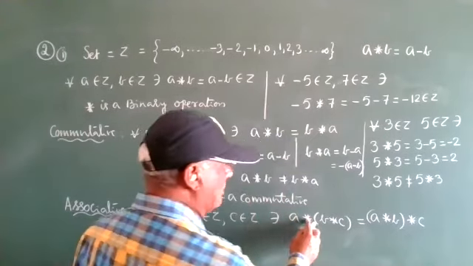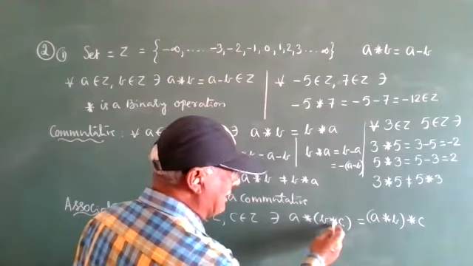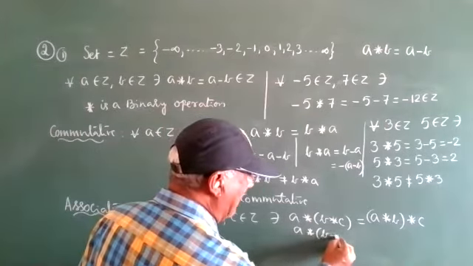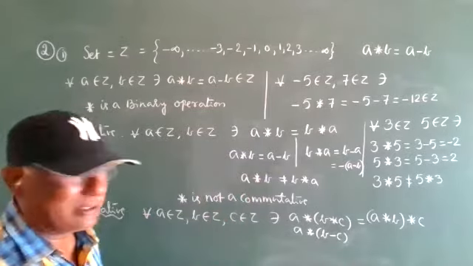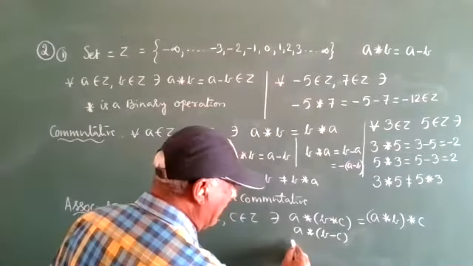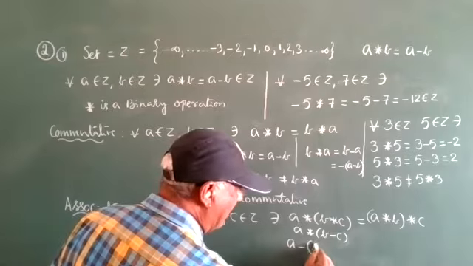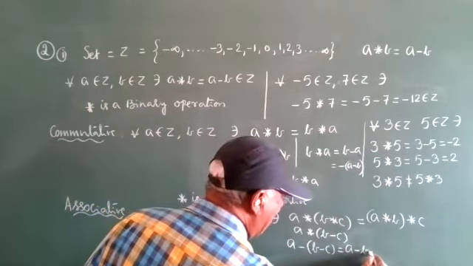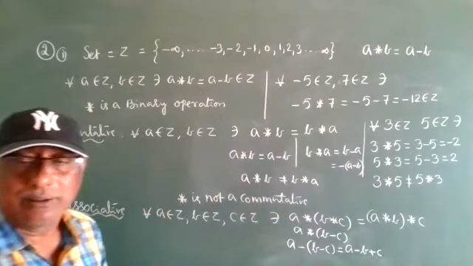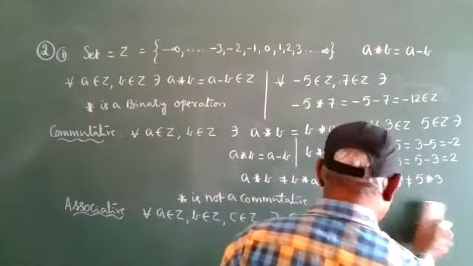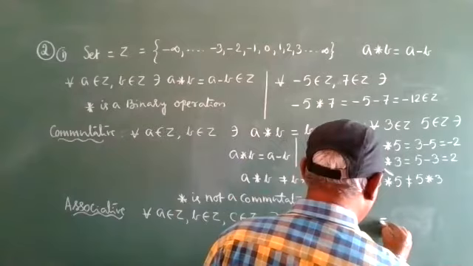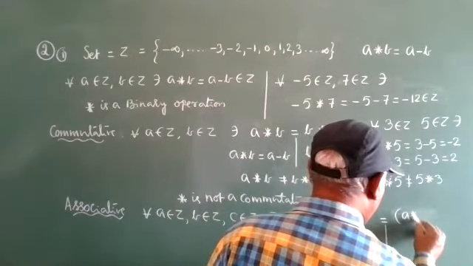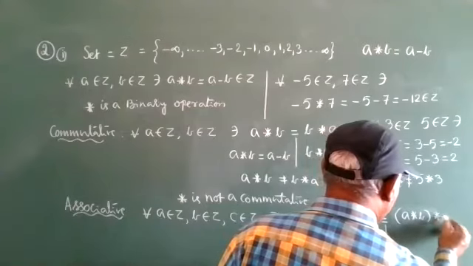First element, second element. First write down this one: A star, this is B minus C. First element, second element: A minus of B minus C. This is A minus B plus C. Okay? This side. Here, come to this. Is equal to bracket of A star B star C.